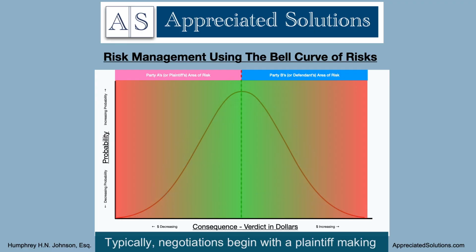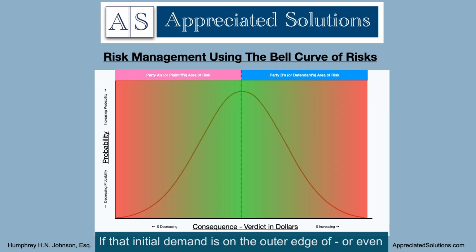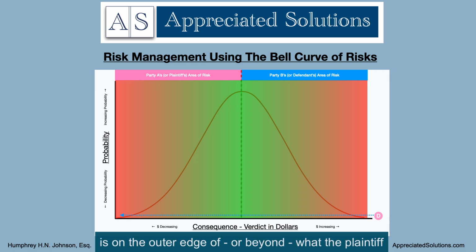Typically, negotiations begin with a plaintiff making a demand for a specific dollar amount. If that initial demand is on the outer edge of, or even beyond, what the defense considers to be a reasonably plausible or negotiable risk, it will likely respond with what it considers to be the mirror image of that demand. That is, the defense may well make an offer that is on the outer edge of, or beyond, what the plaintiff considers to be a plausible or negotiable risk. Or it may make no offer at all.